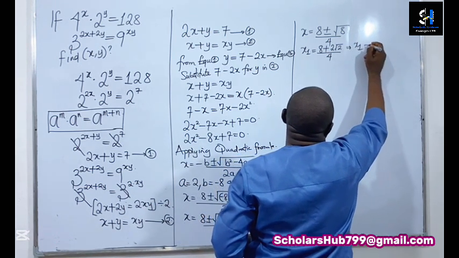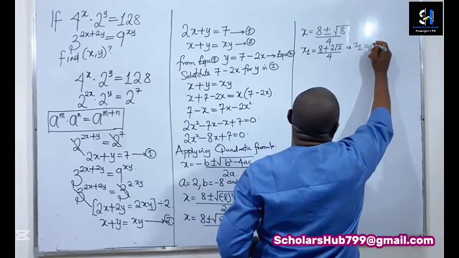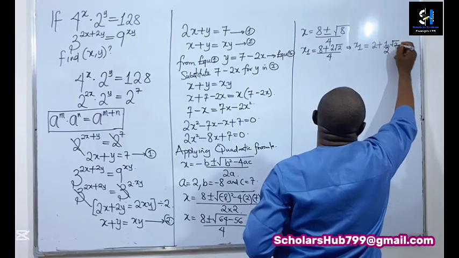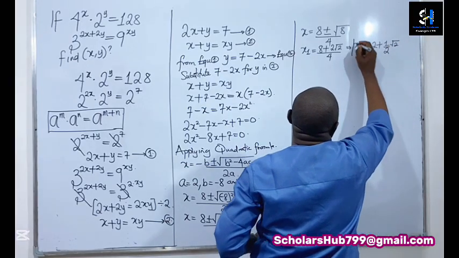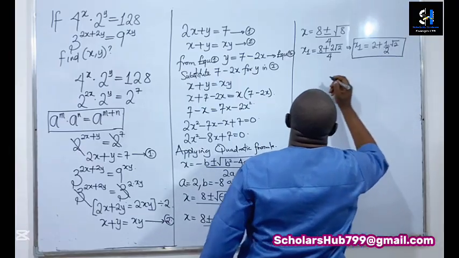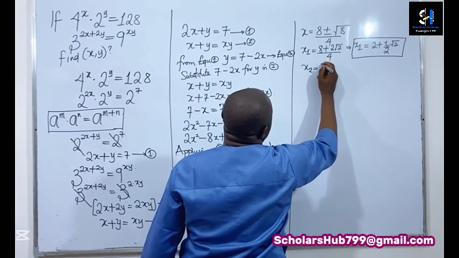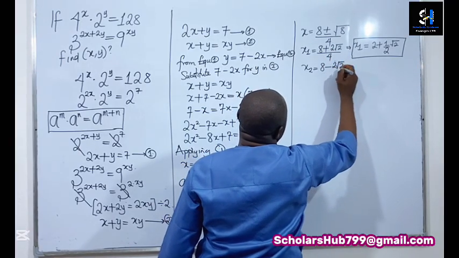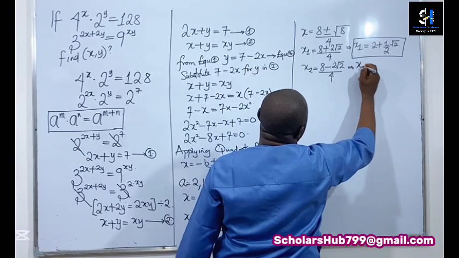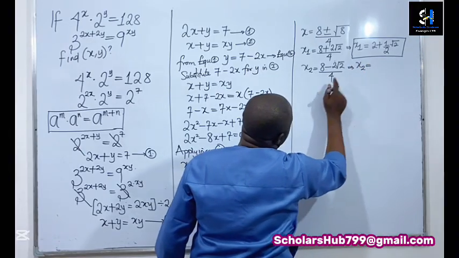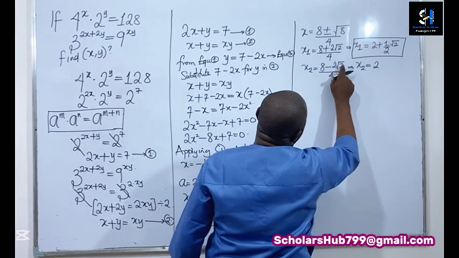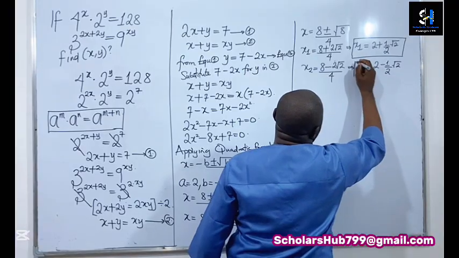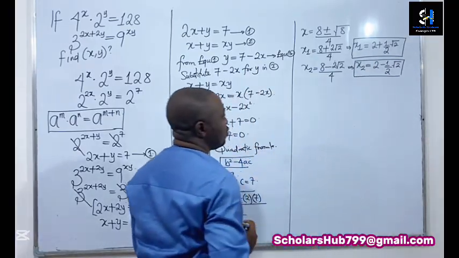So the first value of x will be 8 plus, we know that root 8 will be 2 root 2, divided by 4. And this will be x1 equals 8 divided by 4, that's 2, plus 2 root 2 divided by 4, that will be 1 half of root 2. So we have 2 plus 1 half of root 2. That is the first solution. Now for the second solution, x2, that is when we have 8 minus root 8, which is 2 root 2, divided by 4. So x2 will be equal to 8 divided by 4, that's 2, minus 2 root 2 divided by 4, that will be 1 half of root 2. And this is the value of x2.